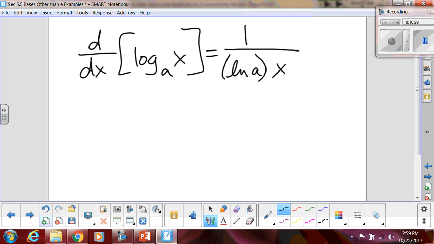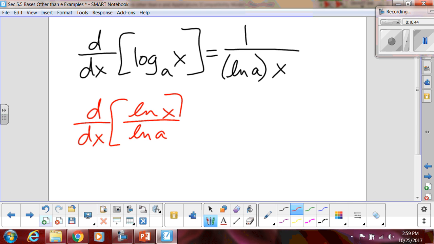Okay, so again, if I do a little bit of replacement here, so what is log base a of x equivalent to? It's that change of base formula. Okay, another way of thinking that is it's just 1 over ln of a. Here, I'll write it here. That's the same thing as 1 over ln of a times ln of x.